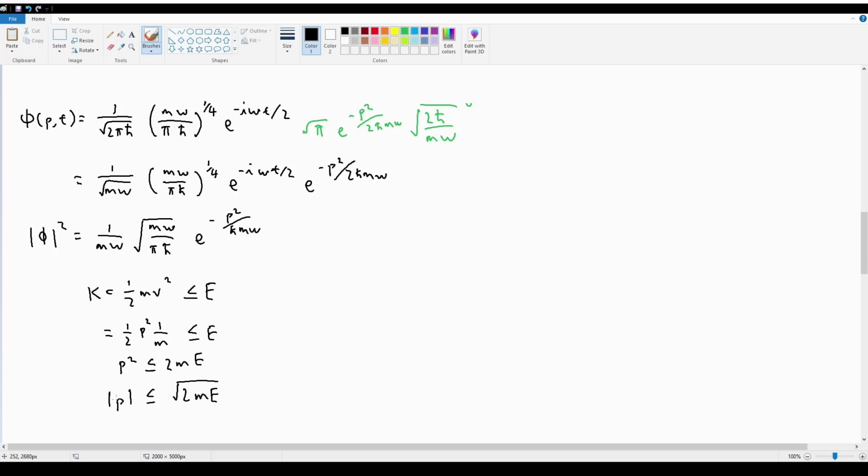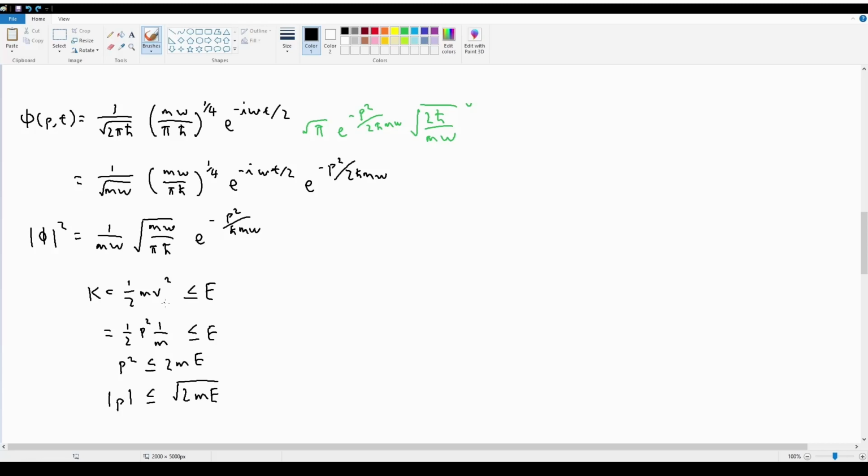Basically, if you're looking at a system from a classical standpoint, its momentum is always going to be less than or equal to this value, where E is the energy of your actual system. So if we're trying to find the probability that something is outside of the classical range for momentum, then we're taking the integral of magnitude phi squared, and we're integrating from negative infinity to negative root 2mE, and then from root 2mE to positive infinity, right?